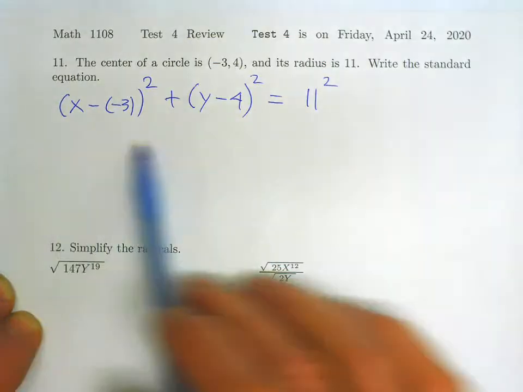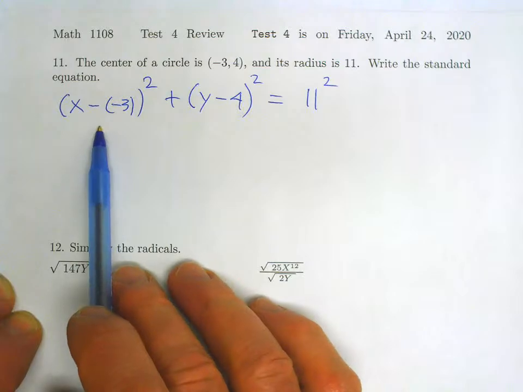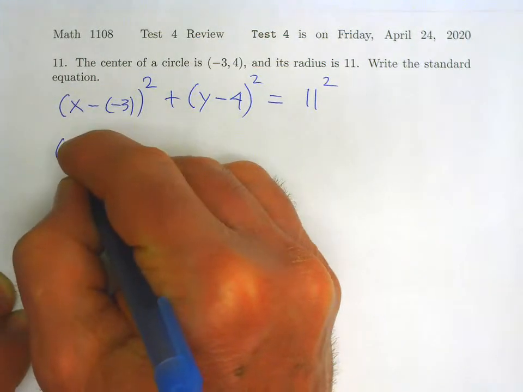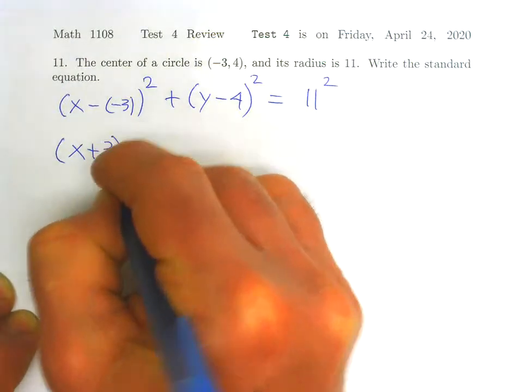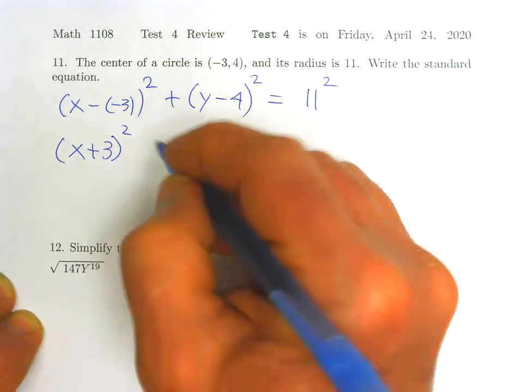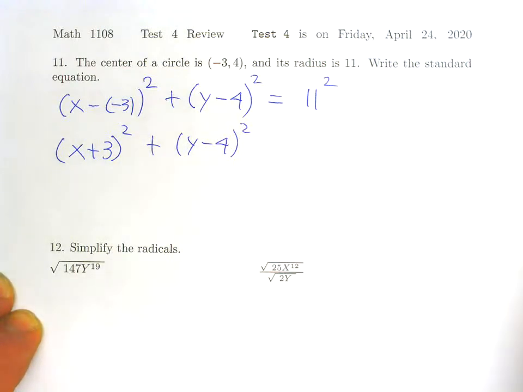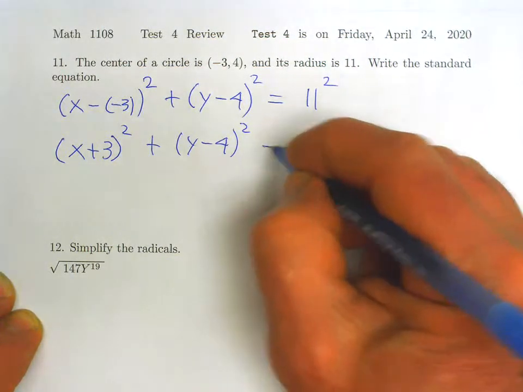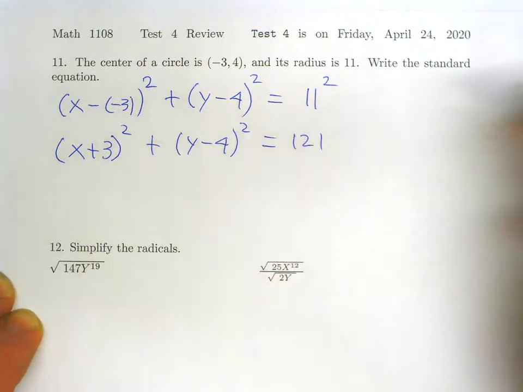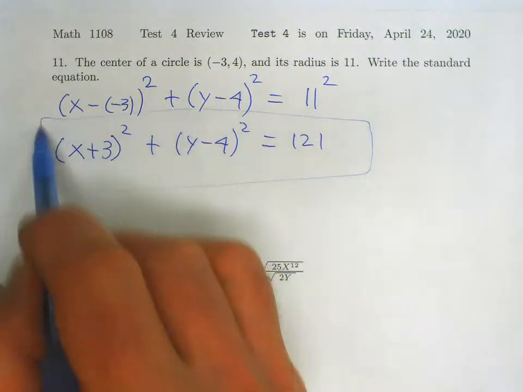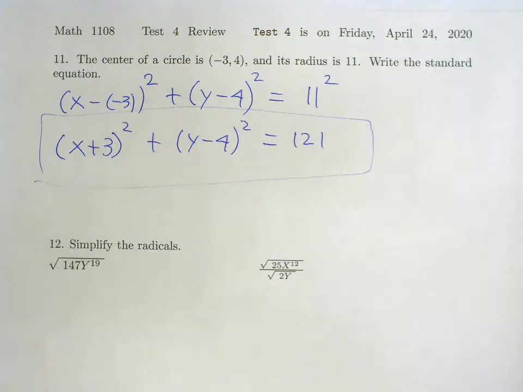Okay, this is a good start, but we want to take it a little further. X minus negative 3, we write as x plus 3. So we have x plus 3 squared. And then the y minus 4 quantity squared is already the way that we want it. And then 11 squared is 121. So this is the equation that we want to write for the standard equation of that circle.